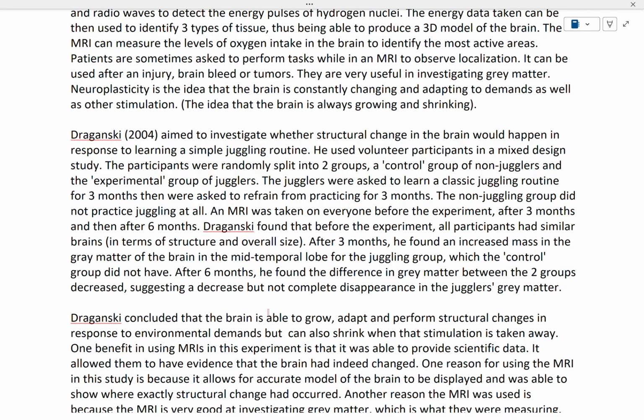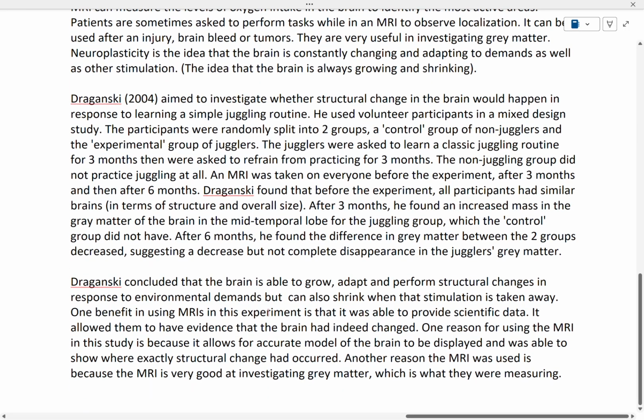Okay, now you can take a quick look at this paragraph 2, and let's move on to paragraph 3. So first, I'm going to start with the conclusion of the study.